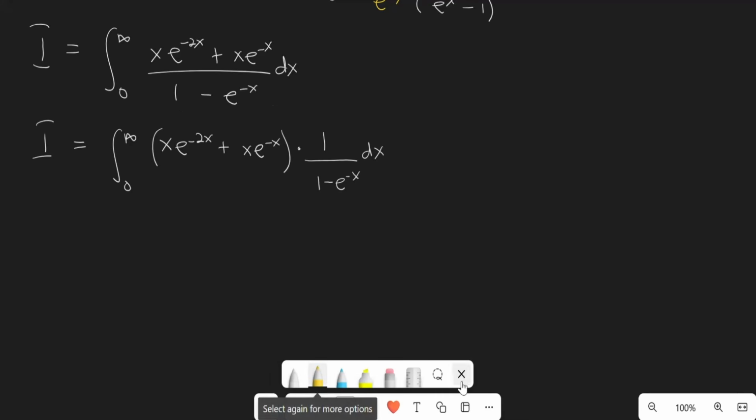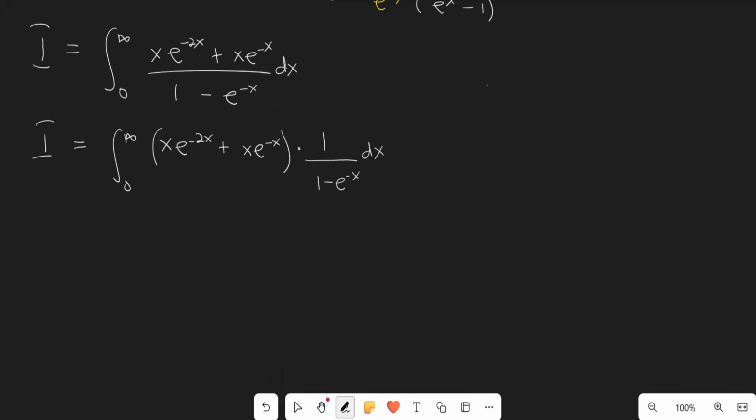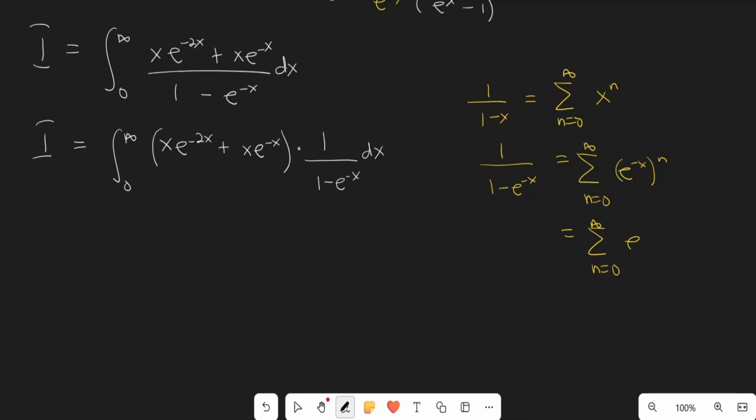From the geometric series, we know that 1 all over 1 minus x can be written as the summation n running from 0 to infinity of x to the power n. This is from the geometric series. So 1 all over 1 minus e^(-x) is the same as the summation n from 0 to infinity of (e^(-x)) to the power n, which is the same as the summation n from 0 to infinity of e to the power negative nx.